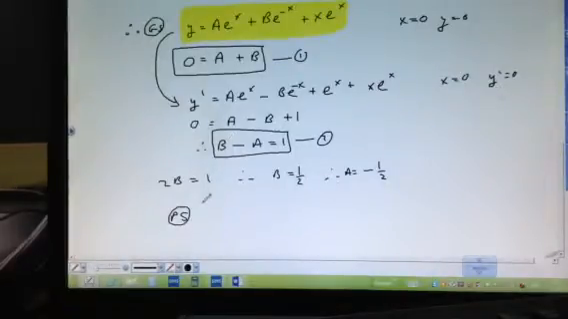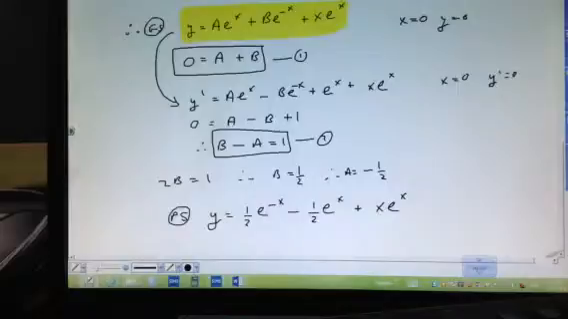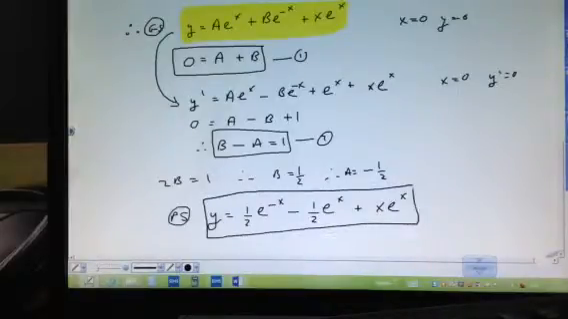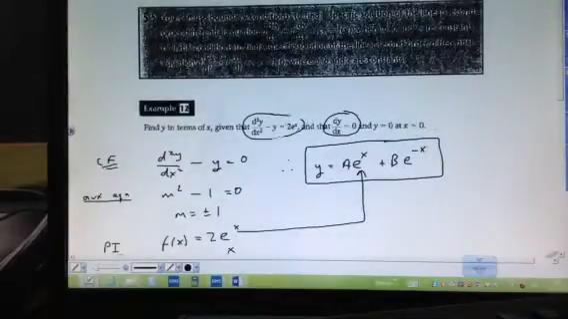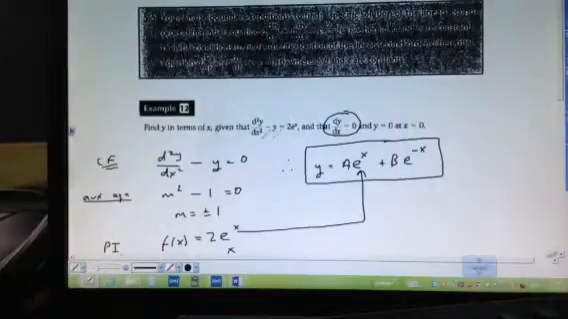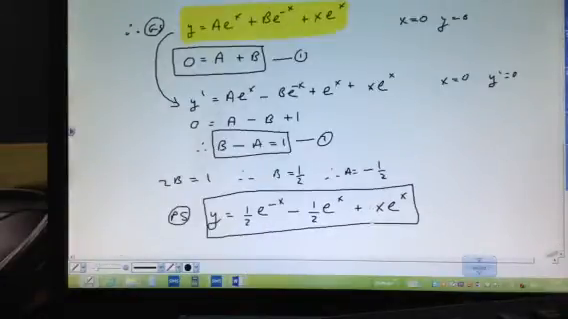Right, so you end up with y is equal to, a has the value of that, so I'm going to put the b first of all. So I'm going to put 1/2 e to the minus x minus 1/2 e to the positive x plus x e to the x. And that is the particular equation. If you went ahead and differentiated that, it would get back to the original just here, where I'm rubbing out just that. Okay, and that's the process for doing it.